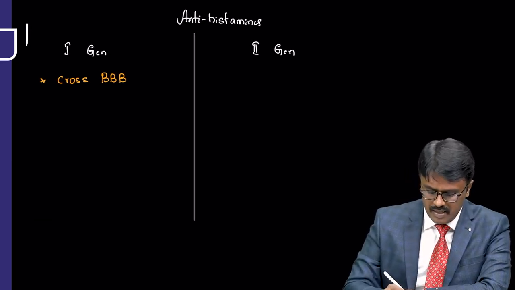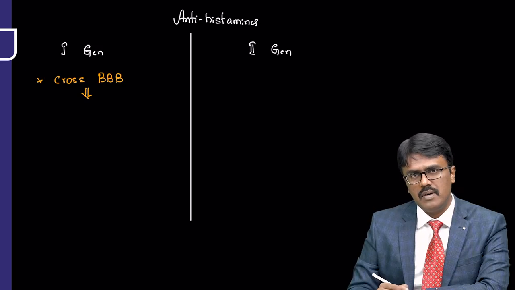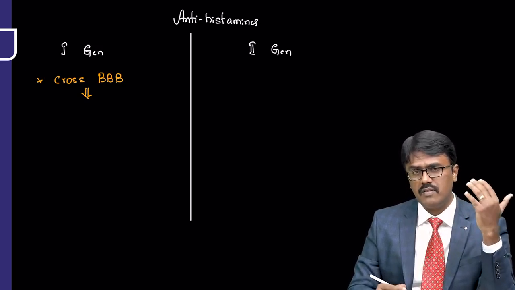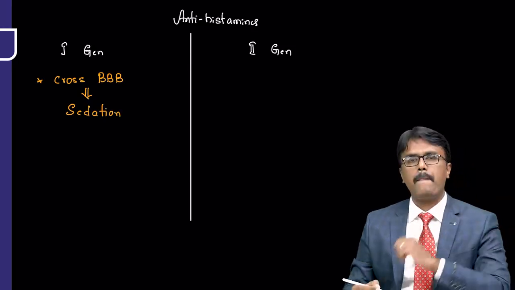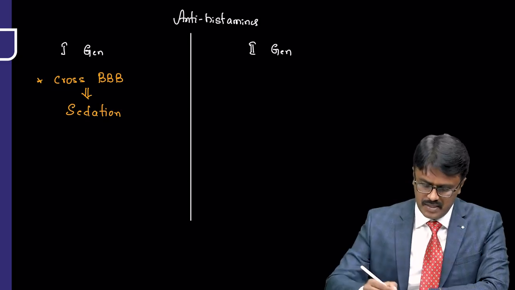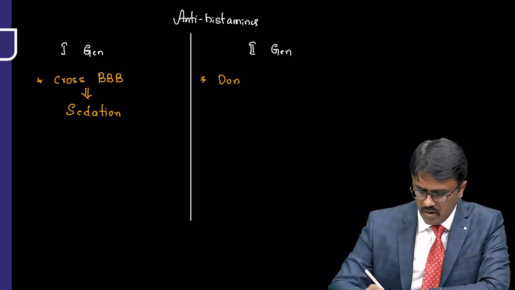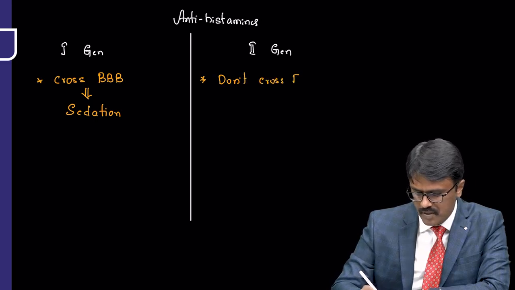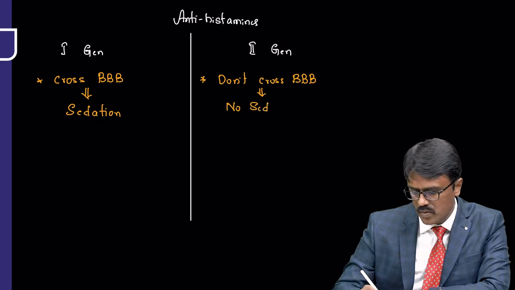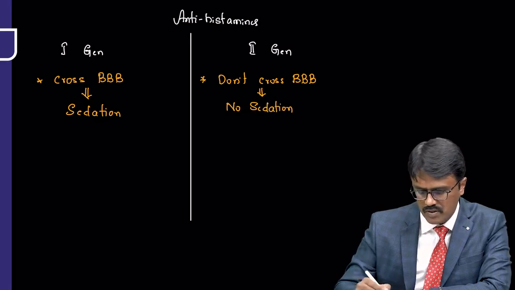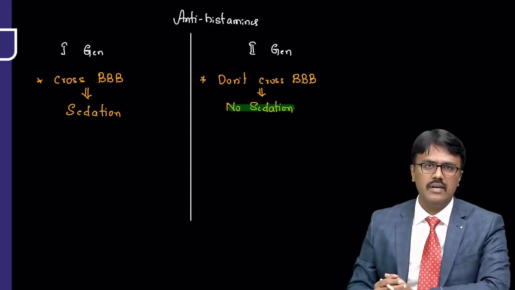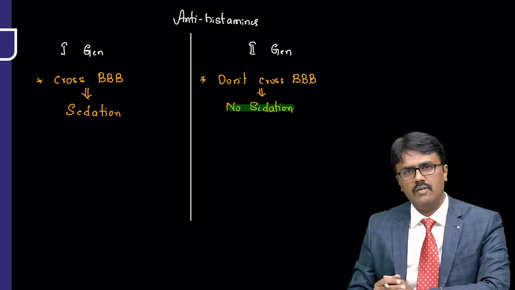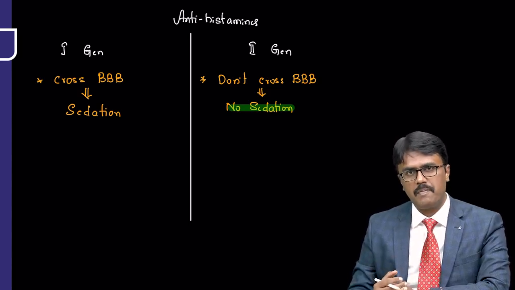When they enter the brain, they block histamine in the brain. What happens if you block histamine in the brain? I told you histamine is required for alertness and wakefulness. So if you block that, the patient will have sedation as the adverse effect. Second generation antihistamines don't cross the blood-brain barrier. So what is the advantage? The patient will not have sedation. Since they don't produce sedation, which patient should we prefer this for? A patient who requires alertness, for example a truck driver who has to be attentive throughout his work. If you give first generation, they will sleep away.